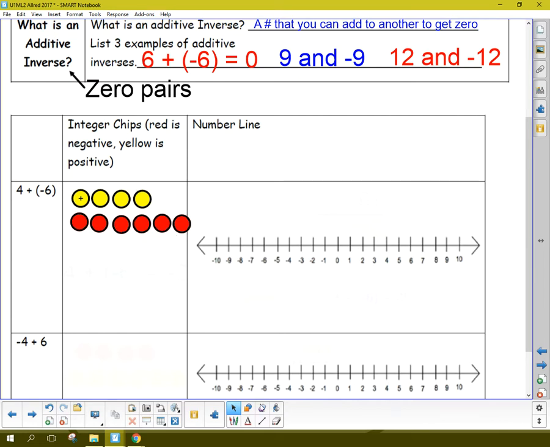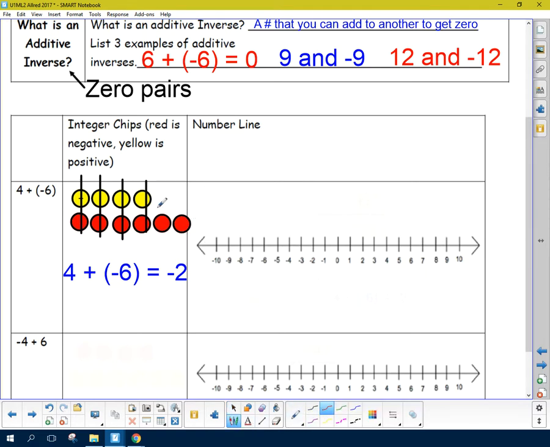Okay. What's going to happen, like we talked about last week, is we're going to create some 0 pairs there when we do that. We're going to have a 0 pair here, a 0 pair here, a 0 pair there, and a 0 pair there. 4 of the pairs of red and yellow chips have canceled out, and that has left 2 red chips left. Okay. So 4 plus negative 6 is negative 2. There's 2 red chips left. That's worth negative 2 for our addition integer problem there.